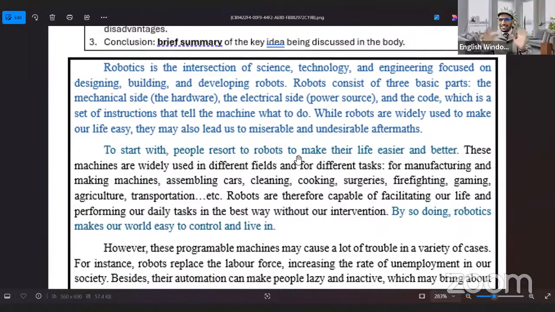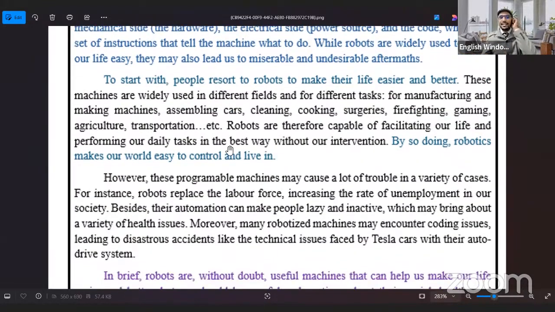Undesirable aftermath. That's really amazing. Okay, so as you see, in this introduction there is a main idea, which is the topic sentence, and some problematic questions, which are indirect questions here, that we raise. And it's clear that we are going to discuss two points, the positive side and the negative side of robots or robotics. Great. Okay, it's my turn.